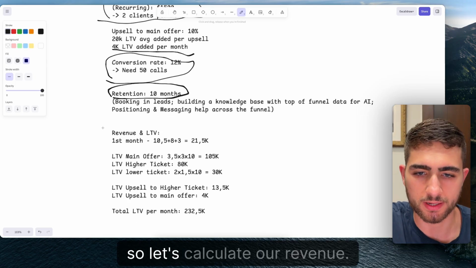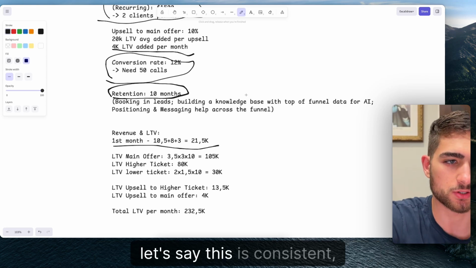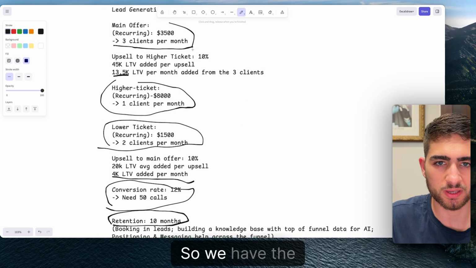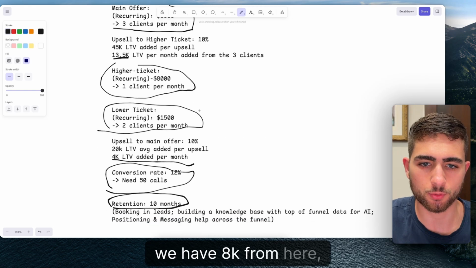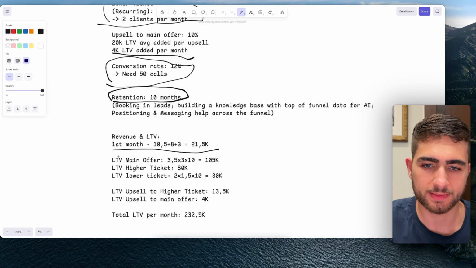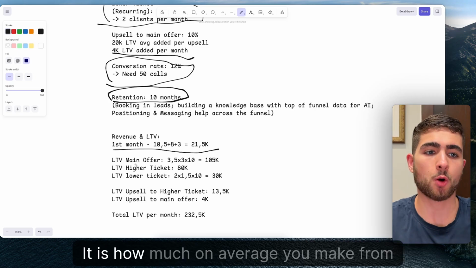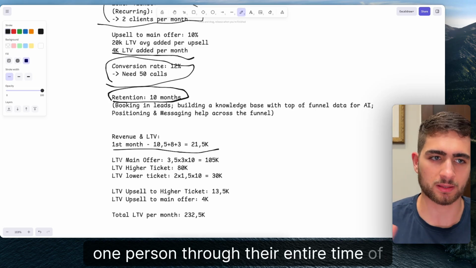Okay, so let's calculate our revenue. Our revenue the first month, or each month, let's say if this is consistent, is 21.5K. So we have the 10.5K from here, we have 8K from here, and then we have 3K from here, coming to 21K. Then we have lifetime value. So that's not the revenue the first month, it is how much on average you make from one person through their entire time of being with you.